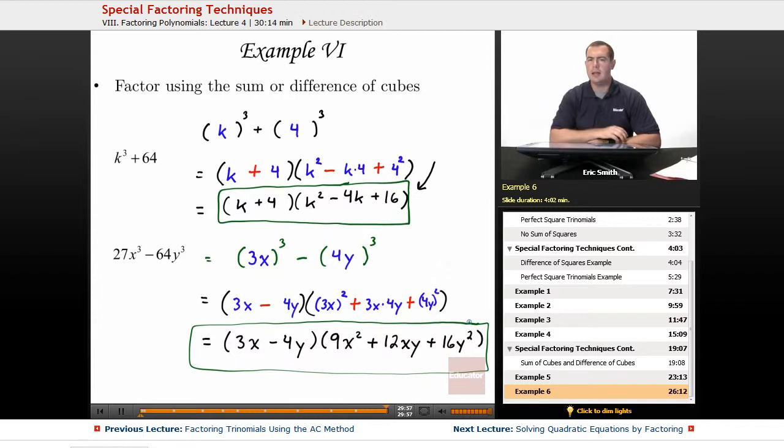So definitely get familiar with these special formulas. They can save you lots of time and work, so you don't have to go through as much. Remember to look for those key patterns when using these formulas, and always remember that we don't have a sum of squares formula, so watch out for that one.